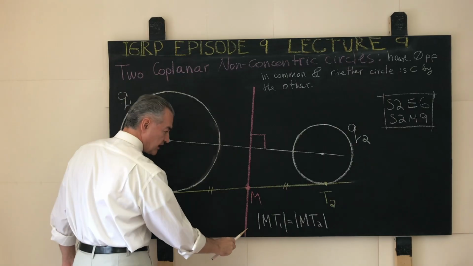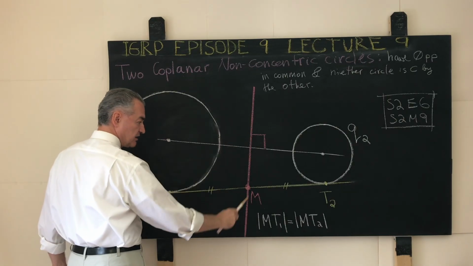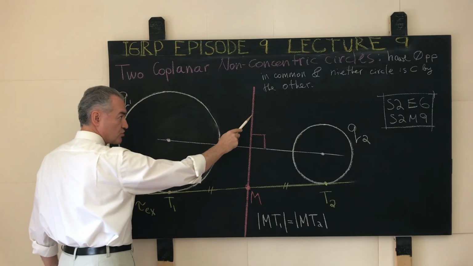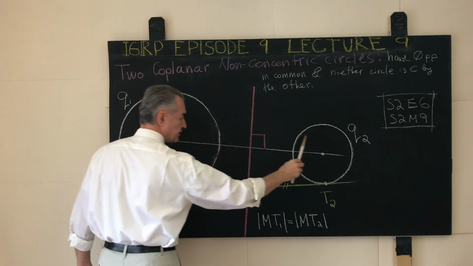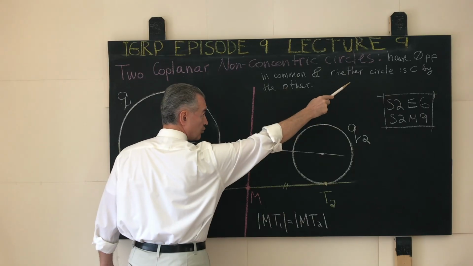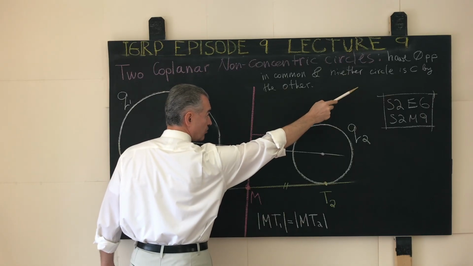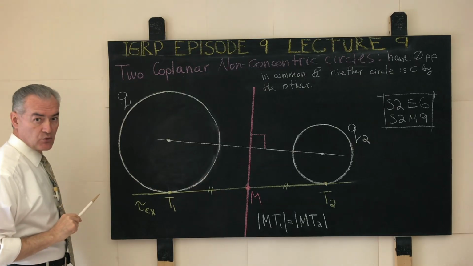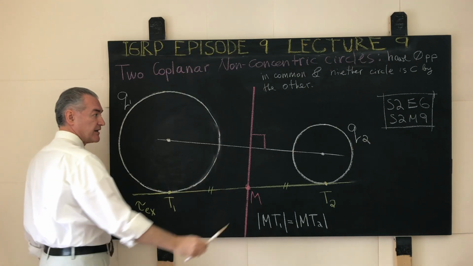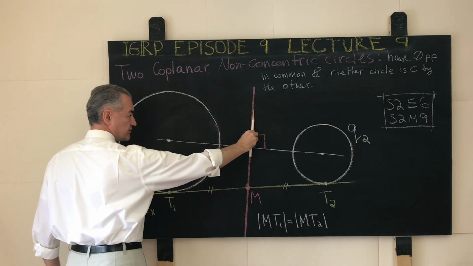And that straight line, shown in red, is precisely the radical axis of two coplanar non-concentric circles that have 0 points in common, and neither circle is contained by the other. One more time, this radical axis, shown in red, is constructed as follows.